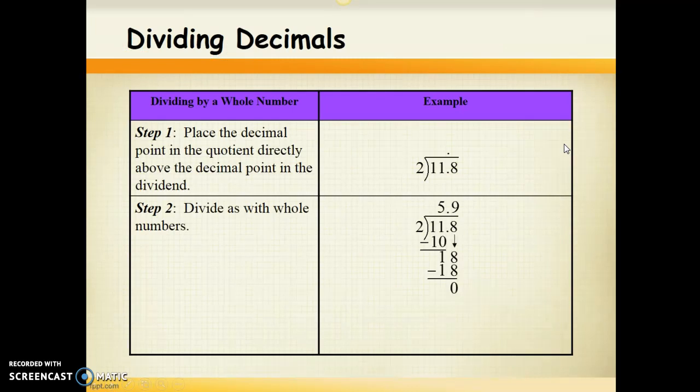When dividing by decimals, the important thing is that the answer in your quotient, which is the answer that goes here, lines up. The decimal point needs to line up with the decimal in the dividend, which is here. And then we divide as normal.